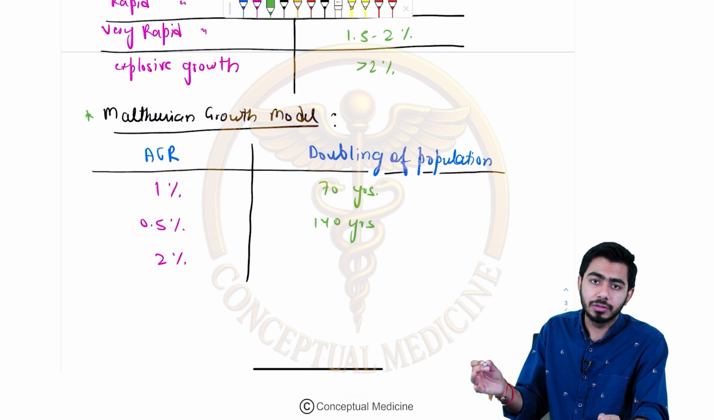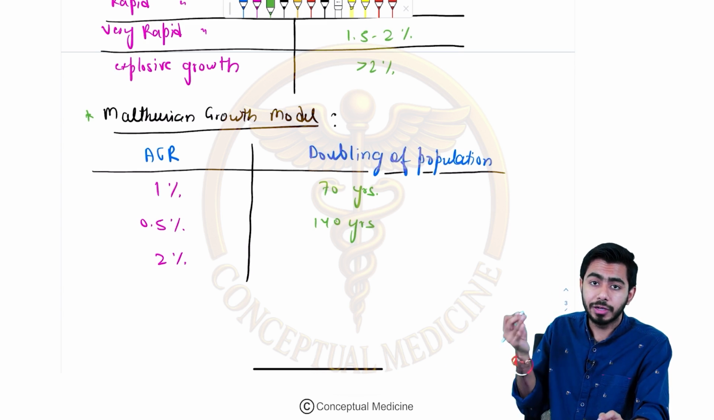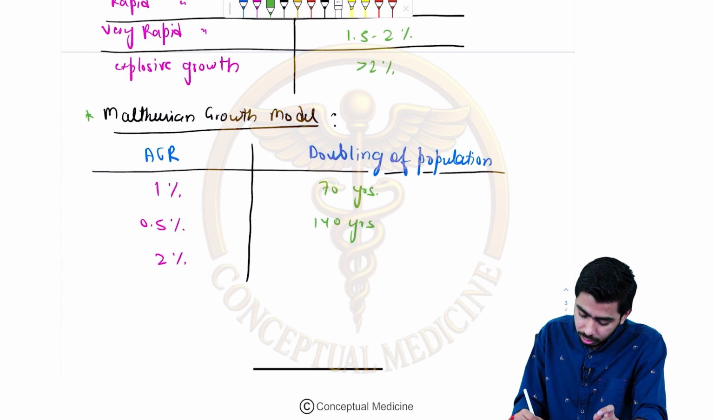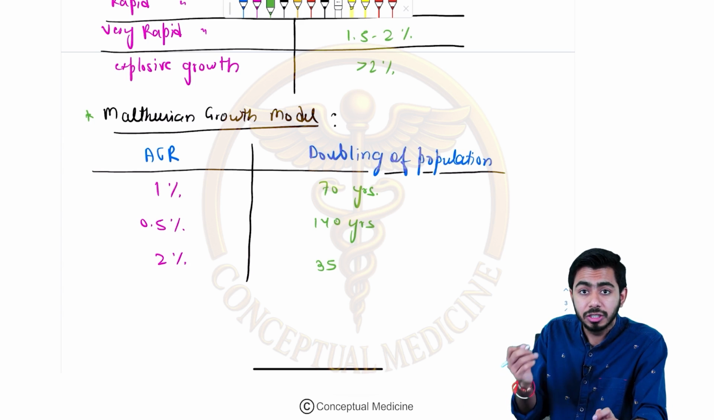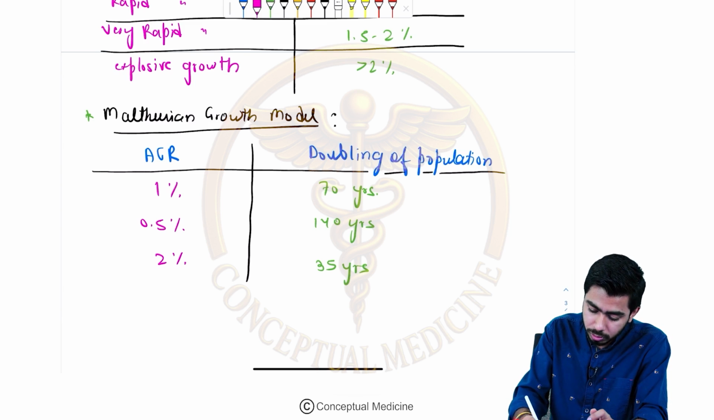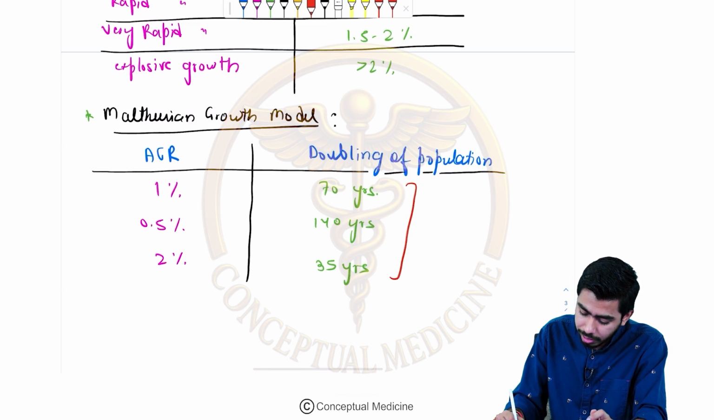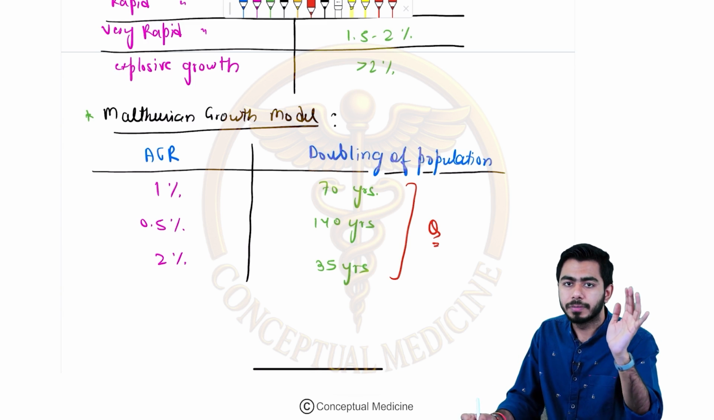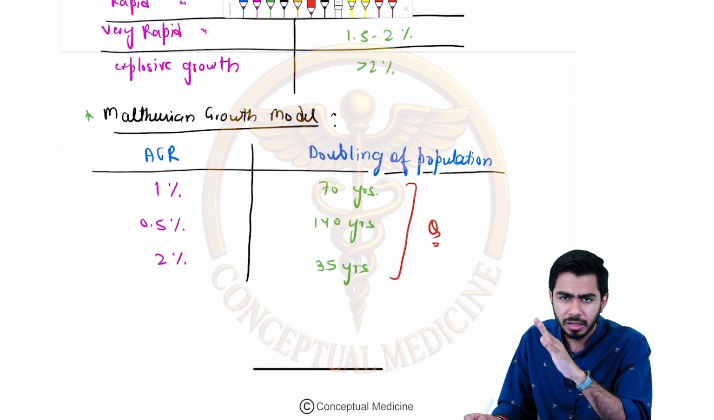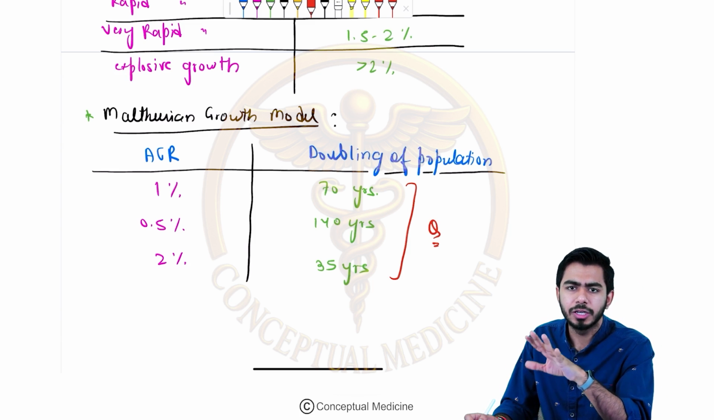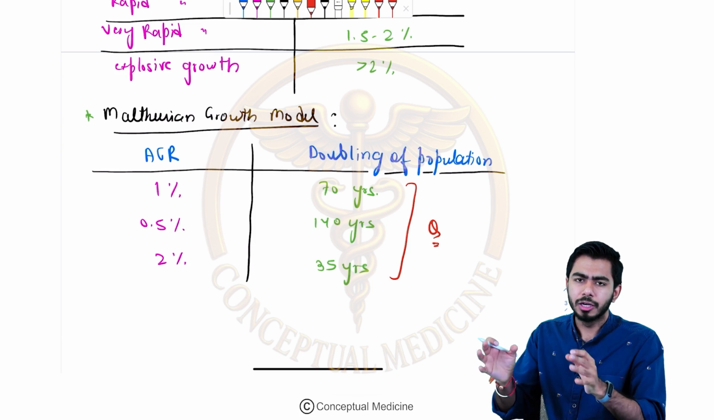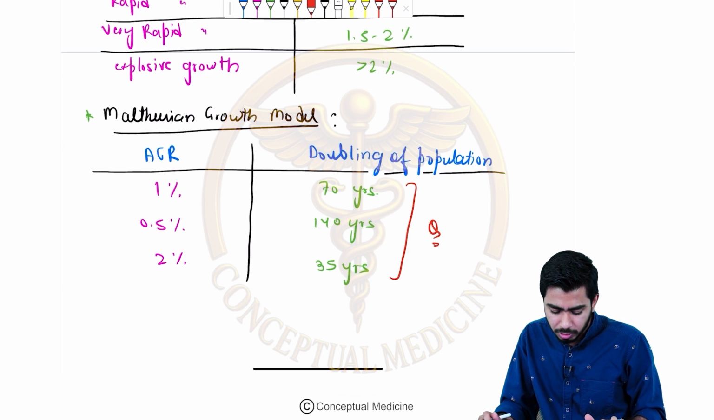And if it is 2%, this is the very rapid or explosive growth category, then the country's population might double in just half the time of the 1% case, that is 35 years. All of these might be your direct MCQs, guys. Please remember them: 1% annual growth means 70 years for the population to almost double. Obviously the data may change, but that is the overall broad idea.